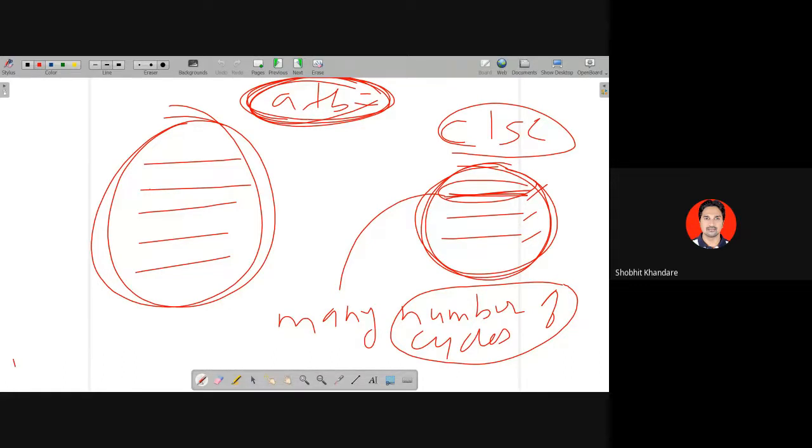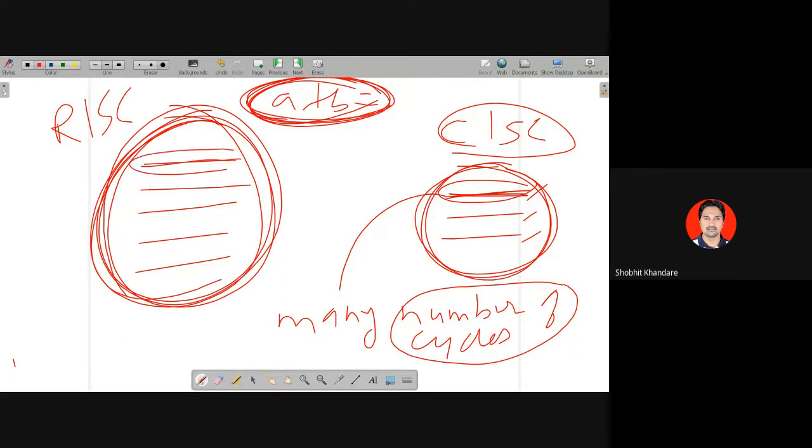And the opposite to this is your RISC, where the program size will be more. वही अगर a plus b करना है तो program size will be more. लेकिन हर एक इंस्ट्रक्शन का नंबर ऑफ साइकिल्स will be reduced. The number of cycles will be reduced.